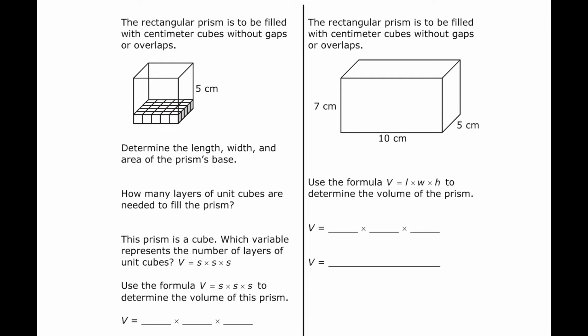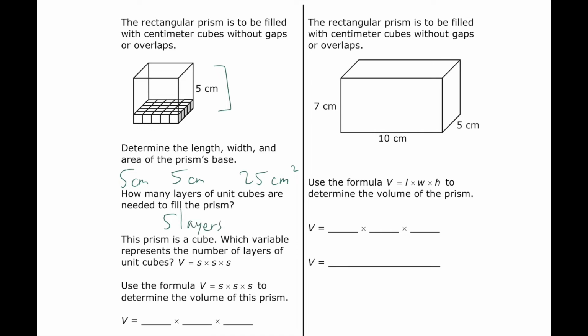The rectangular prism is to be filled with centimeter cubes without gaps or overlaps. Determine the length, the width, and the area of the prism's base. So look at my length. I have 5 centimeters. My width is 5 centimeters. And my area is going to be, I'm going to multiply those two together. So 5 times 5 is 25. Centimeters times centimeters is centimeters squared. How many layers are needed to fill the prism? Well, it says that it is 5 centimeters high. So that is going to be 5 layers tall.